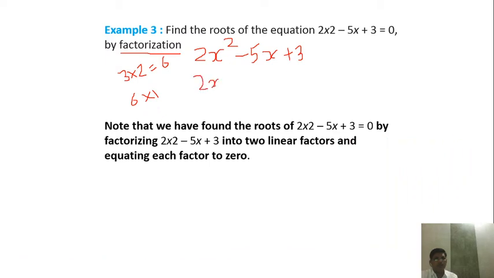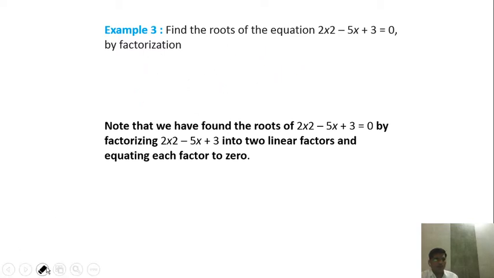2x square minus 6x plus 1x. Again I explain properly.